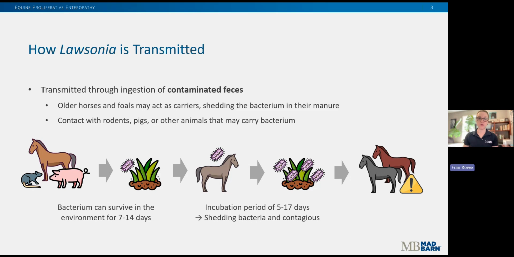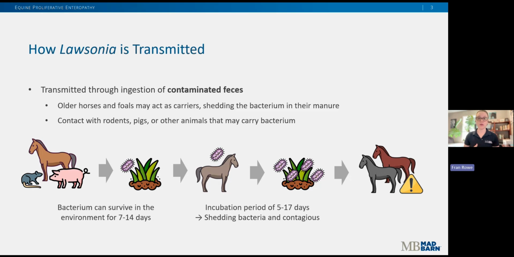It's also possible that contact with other domestic or wild animals that are carriers of the bacterium can contaminate the environment. So Lawsonia is a well-documented issue in piglets, so it's possible that adult pigs can act as carriers. It's also suspected that rodents or other wildlife may serve as reservoirs for the bacterium, but this is still kind of an active area of research. We're not 100% sure. In any case, feces carrying the bacterium contaminates feeds or forages.